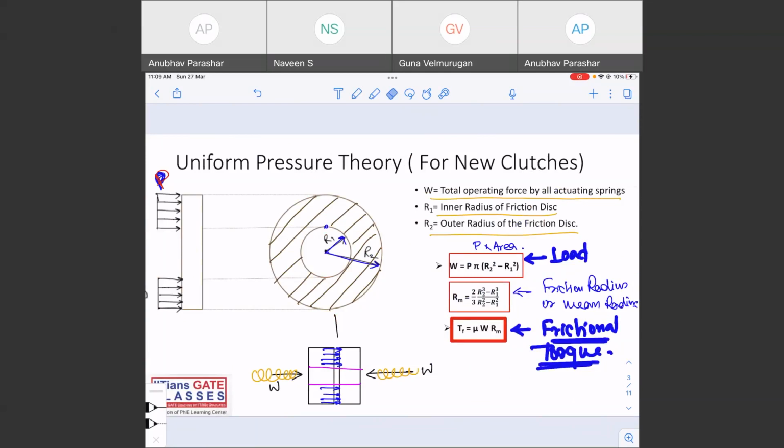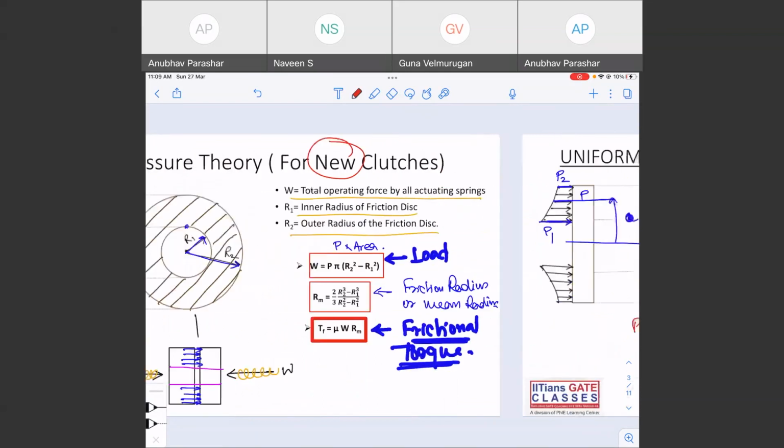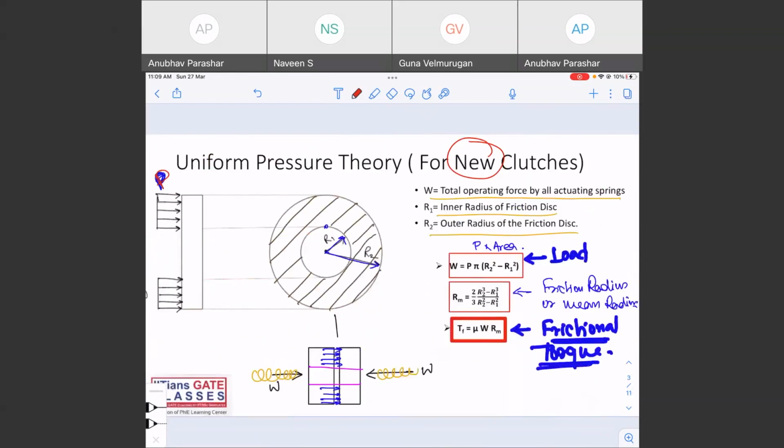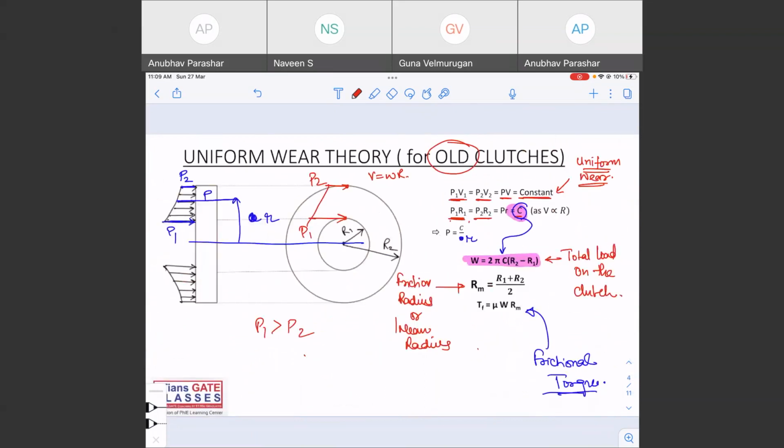Right? Now, why I said logical, okay? You see, a new clutch. You have a new clutch and you have an old clutch. Which do you think will give you more friction torque?